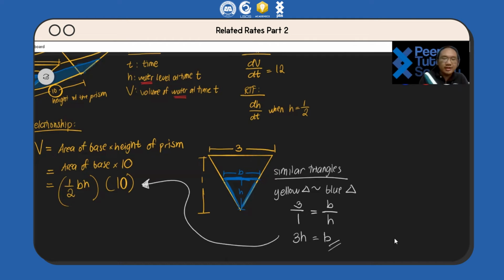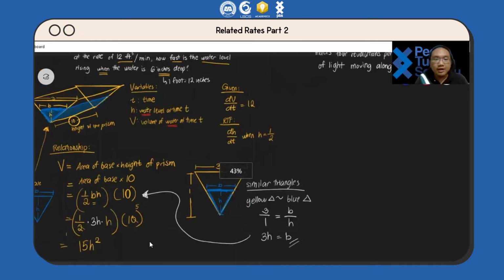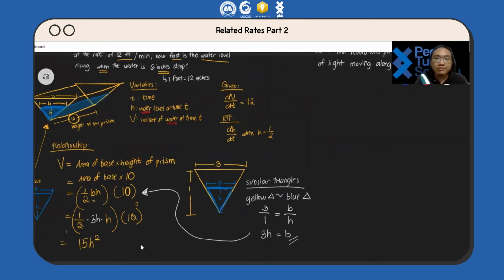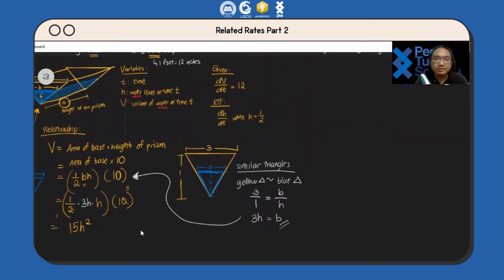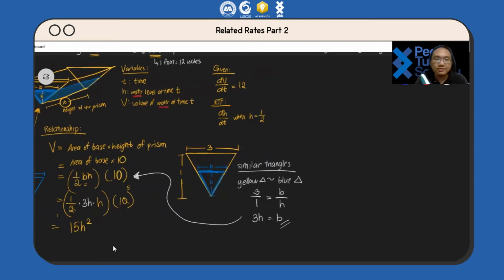How are we going to simplify it? Okay. So 1/2. What's our B? Our B is 3H, times 10, so 1/2 times 3H times 10. 5 times 3 is 15, so 15h squared. Now we have a formula that relates the volumes together. So V equals 15h squared.